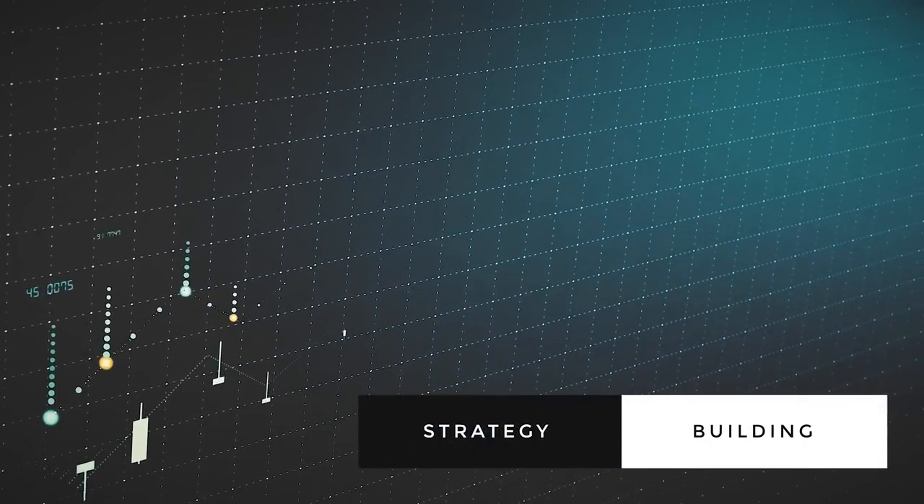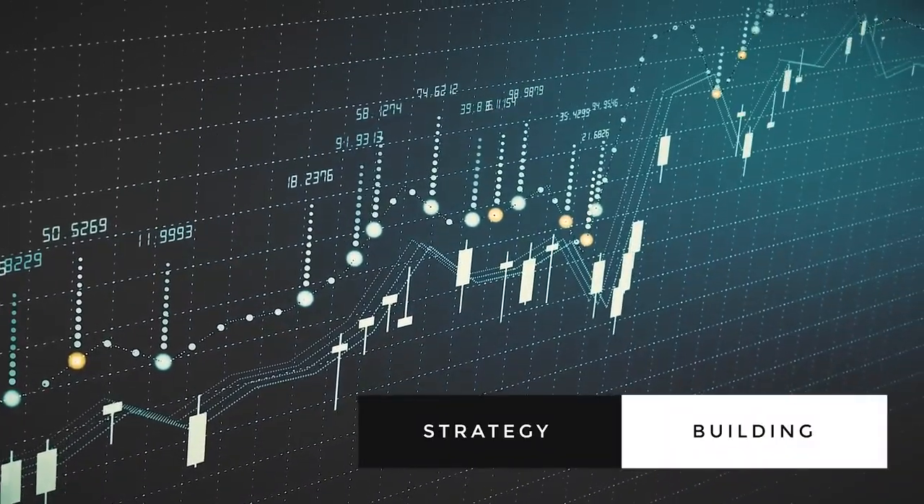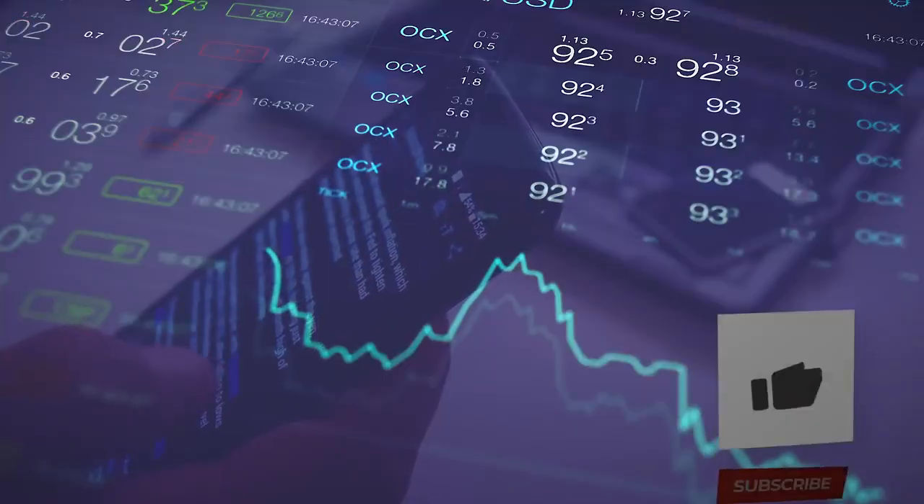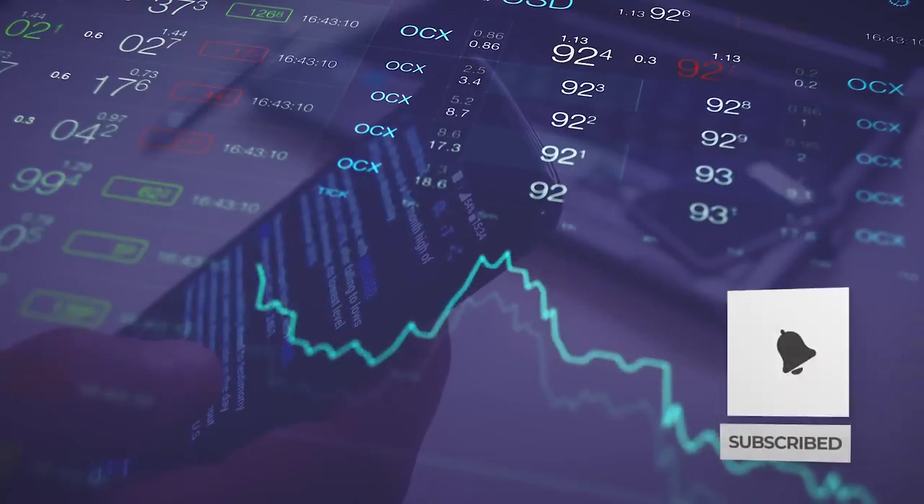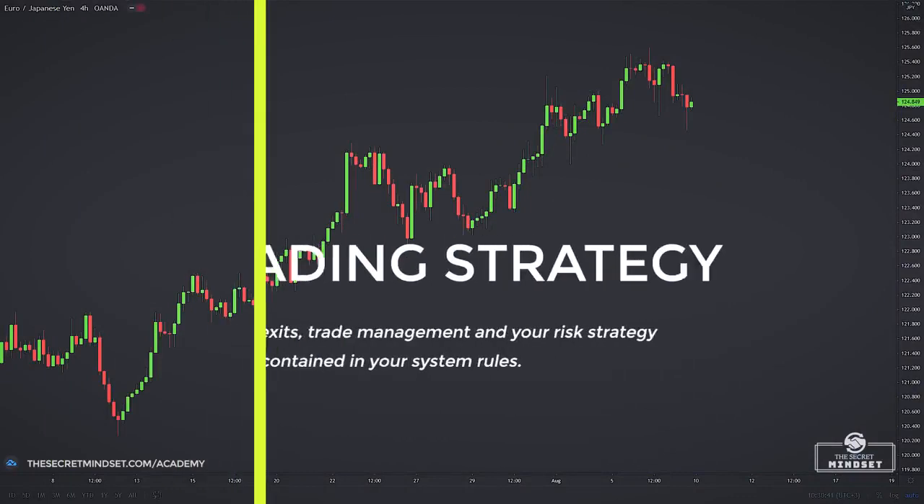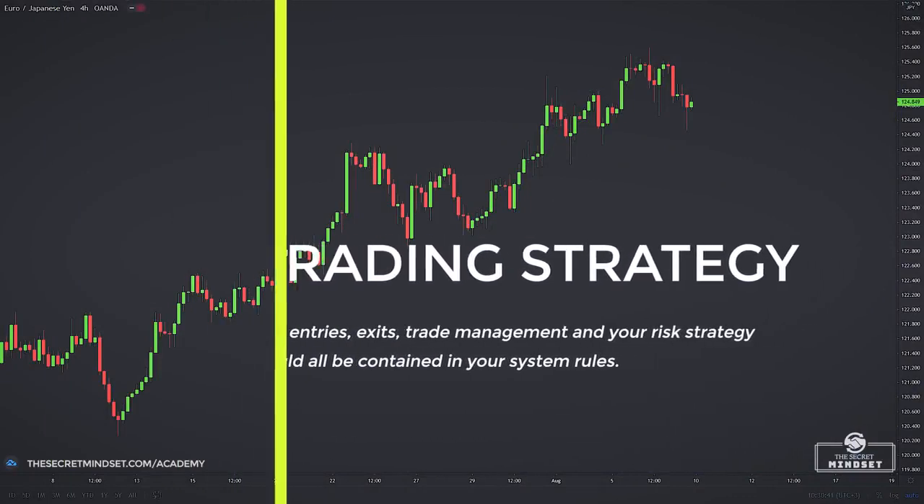There are many ways to record consistent profits from trading or investing. You simply have to find your own way. The rules of your trading system will define how you interact with the market. It may seem like a very small detail, but in fact it's the definition of the game. Your entries, your exits, your trade management, and your risk strategy should all be contained in your system rules.